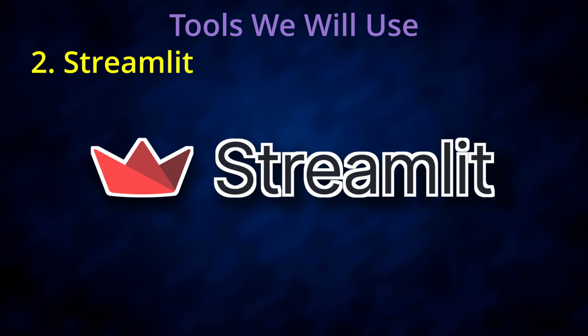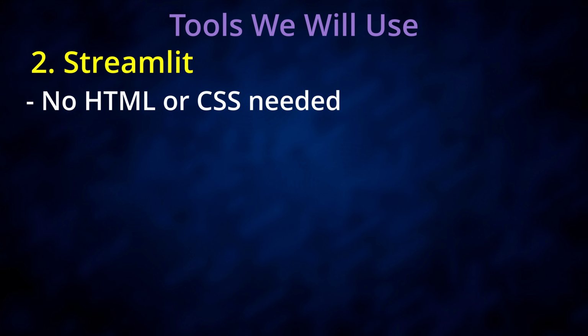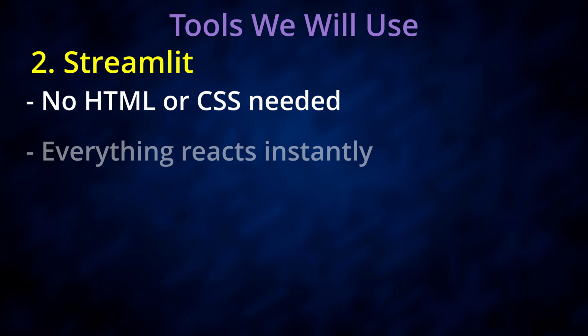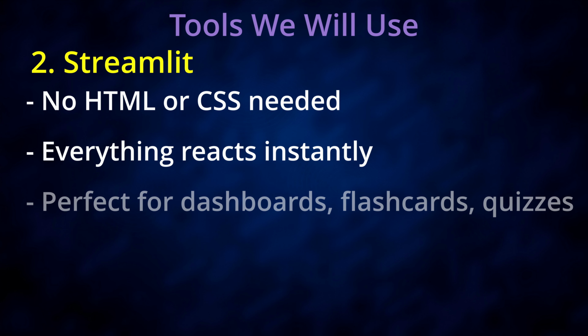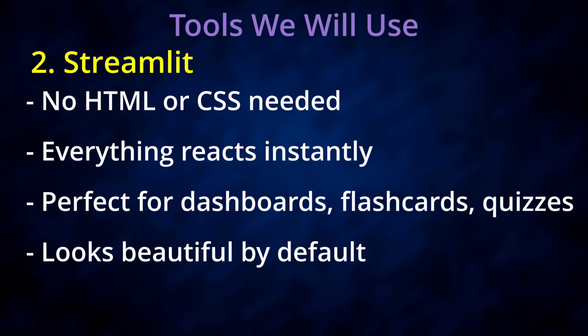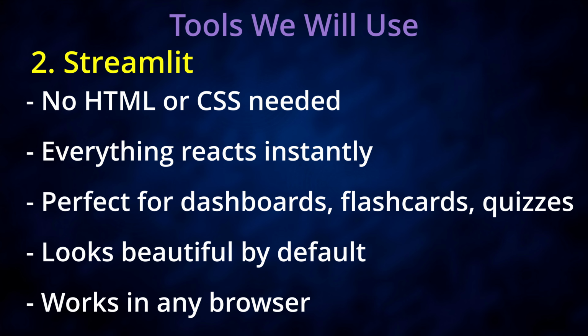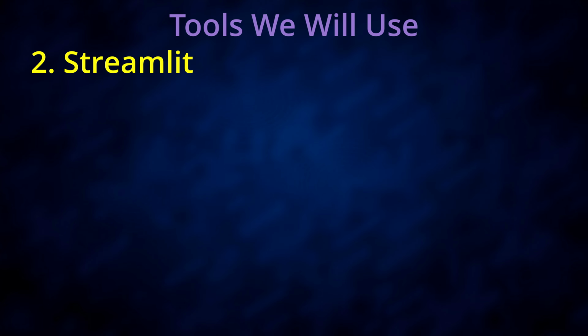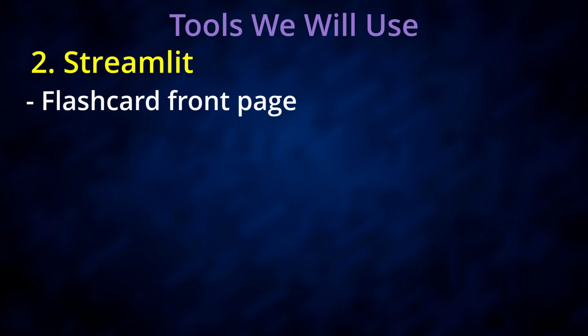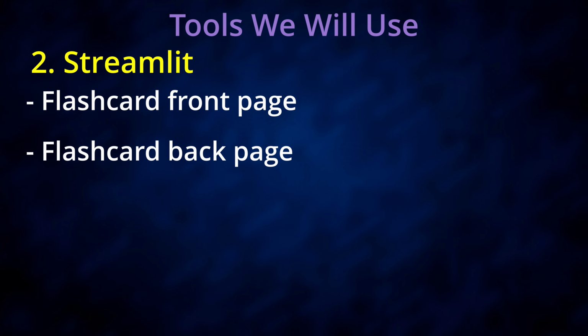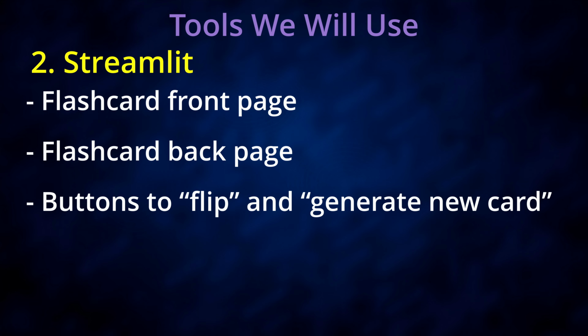Streamlit, the fastest way to build modern web apps with Python. No HTML or CSS needed. Everything reacts instantly. Perfect for dashboards, flashcards, quizzes. Looks beautiful by default. Works in any browser. It allows us to create flashcard front page, back page, buttons to flip and generate new card, smooth UI.